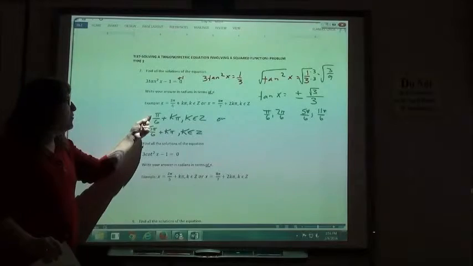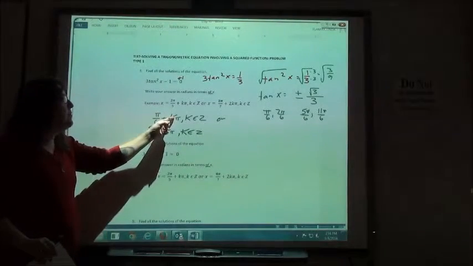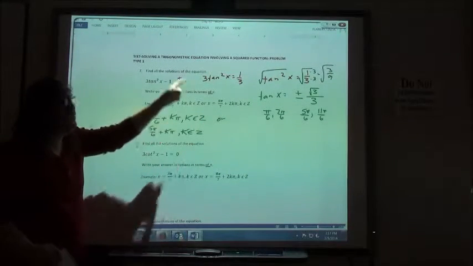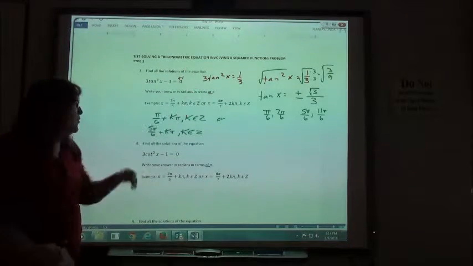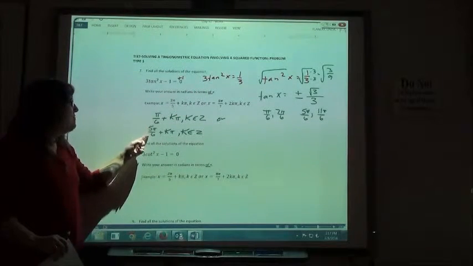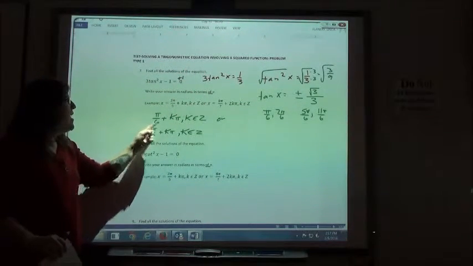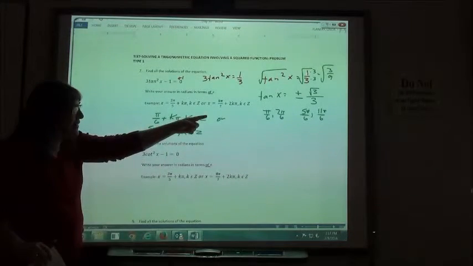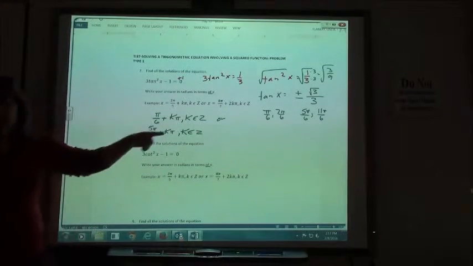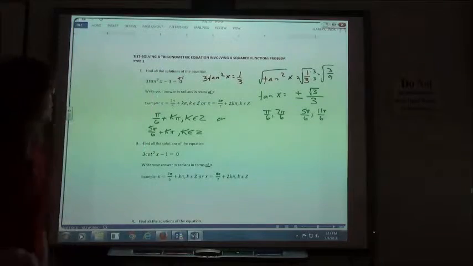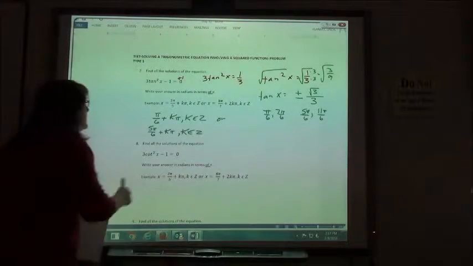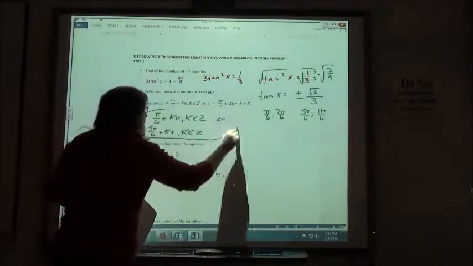So pi over 6 plus pi gives me 7 pi over 6, and then I go plus pi and get the next one and the next one and the next one. Same thing here. 5 pi over 6 is my first one. If I add pi to it, I get the 11 pi over 6. And then I keep going around and around my circle a whole bunch of times. So those would be my answers.